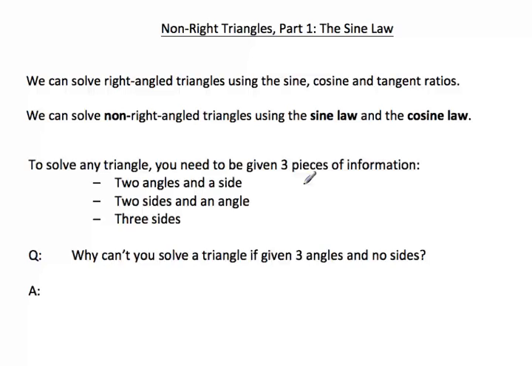To solve any triangle, you need to be given at least 3 pieces of information, either 2 angles and a side, 2 sides and an angle, or 3 sides. You need to be given at least 1 side because if you're only given 3 angles and no sides, there's an infinite number of similar triangles that are consistent with that information. You could scale that triangle up and down, keeping the same angles and changing the side lengths, and those would all be consistent with the given information.